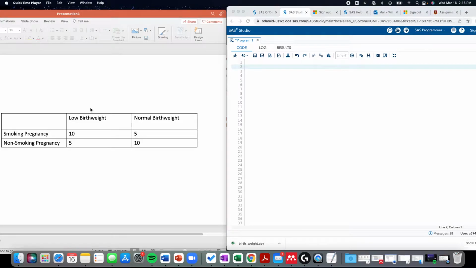So there might be a situation where you have a small amount of data that's not in the form of an actual Excel spreadsheet. It might be just that you have the contingency table, and if it's small enough, you might want to manually code that into SAS. This is an example of a contingency table where the outcome is low birth weight and the exposure is whether you smoked or didn't smoke during pregnancy.